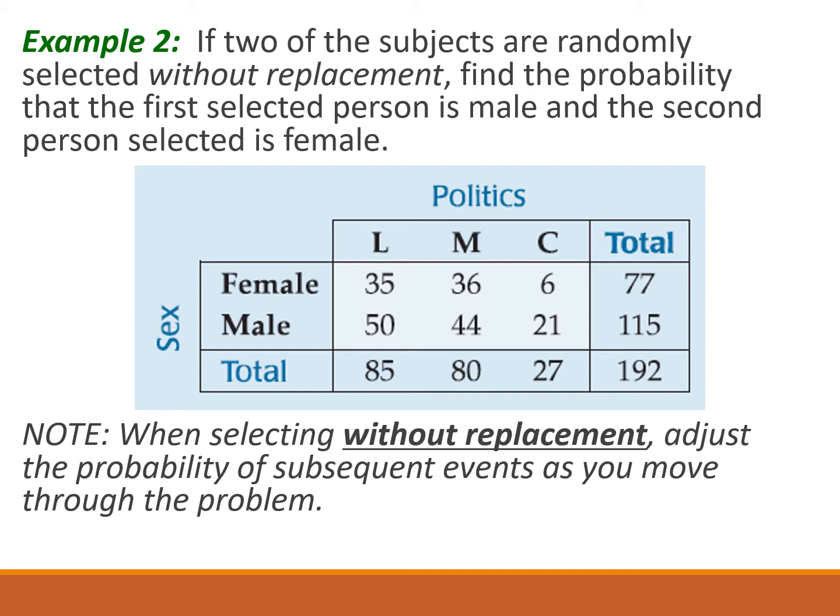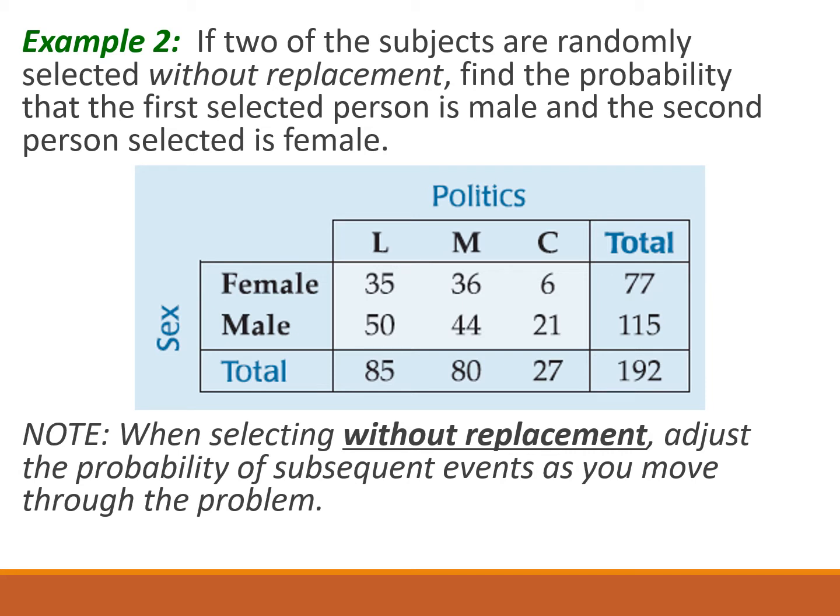Example 2, we have this table that we've been working with in the past few sections, and it says we want to choose two of these subjects without replacement. Without replacement means that once we pick someone or something, we can't pick them again. Find the probability that the first person selected is a male and the second person selected is a female.